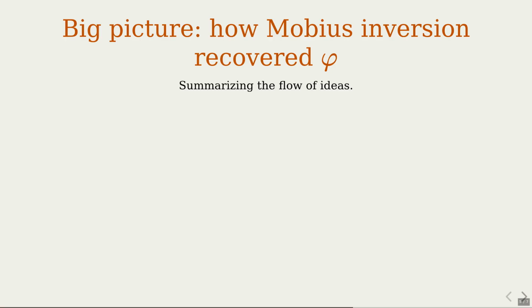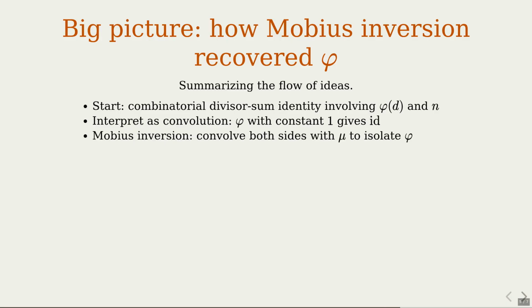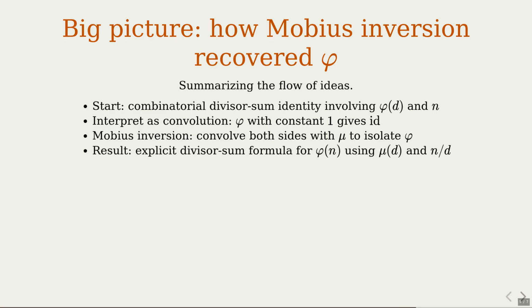Before we finish, let us step back and see the overall strategy we used to uncover a formula for phi of n. It felt like we transformed a messy sum into a clean formula by changing the point of view. We began with a combinatorial identity that relates phi values on divisors of n to n itself. Then we rephrased that identity using the convolution operation on arithmetic functions, which packaged the divisor sum neatly. Once it was written in convolution language, we could apply Möbius inversion as an algebraic inverse step. That inverse step produced a divisor sum where phi of n is expressed explicitly in terms of mu and the quotients n over its divisors.